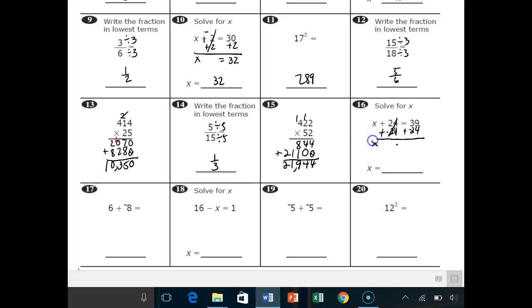So I got nothing but x is equal to 39 plus negative 24, which is the same thing as 39 minus 24, and I get 15. If I plug 15 in here and I get 15 plus 24, I will get 39. So I know it's my right answer.